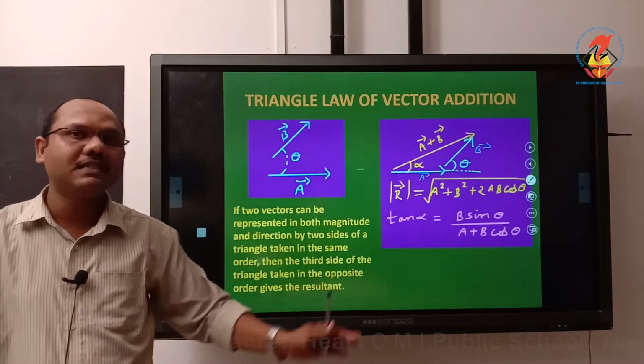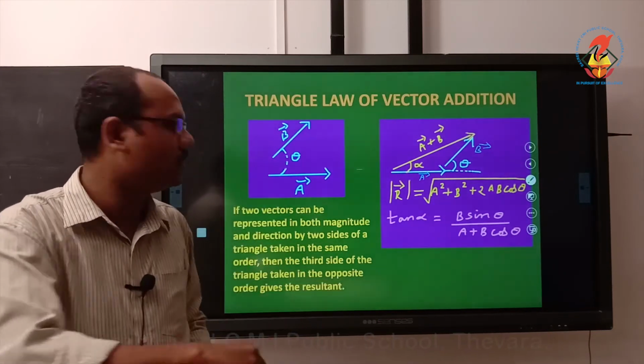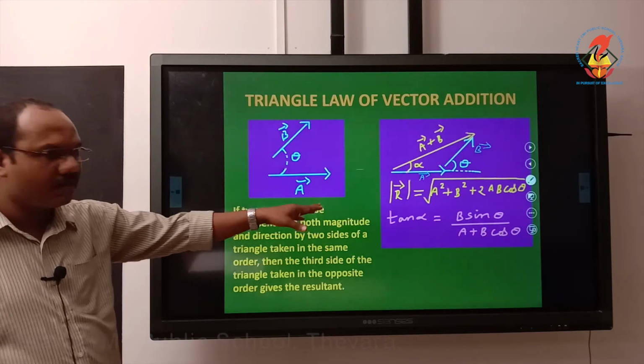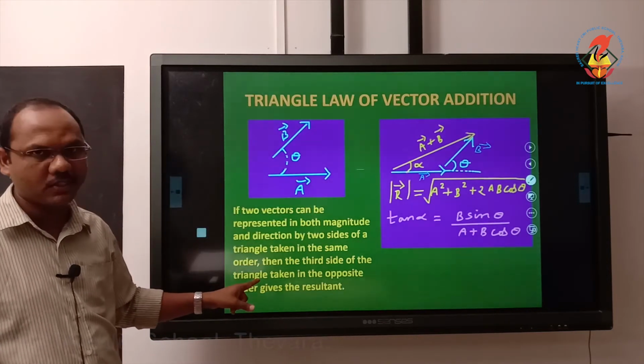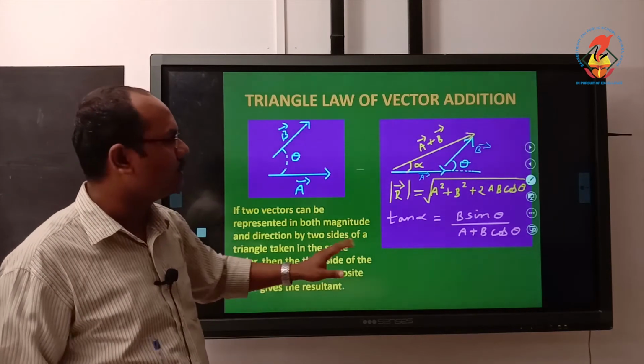Okay. So this is one method, if two vectors are in different directions. So you can please draw the diagrams, equations, and the statements. Okay. Now there is one more method to do this.